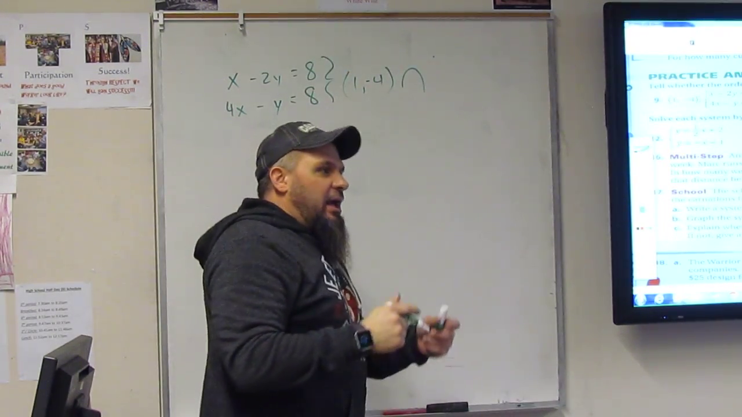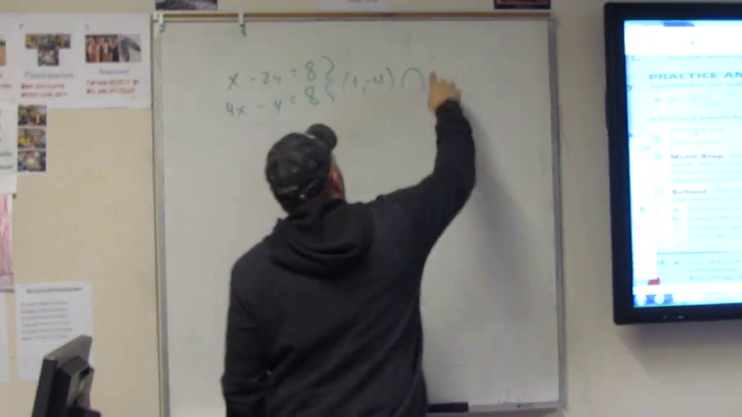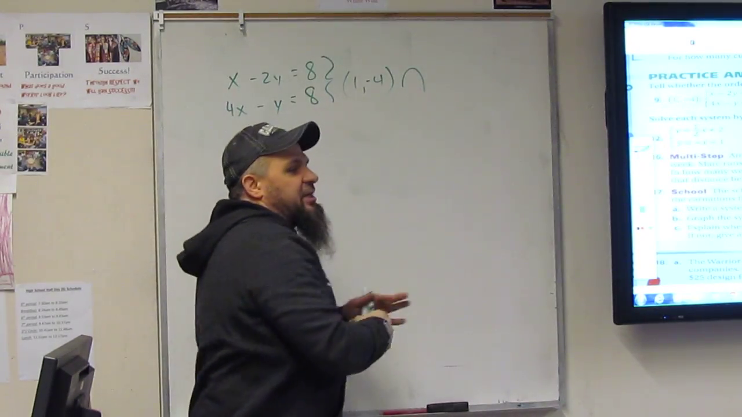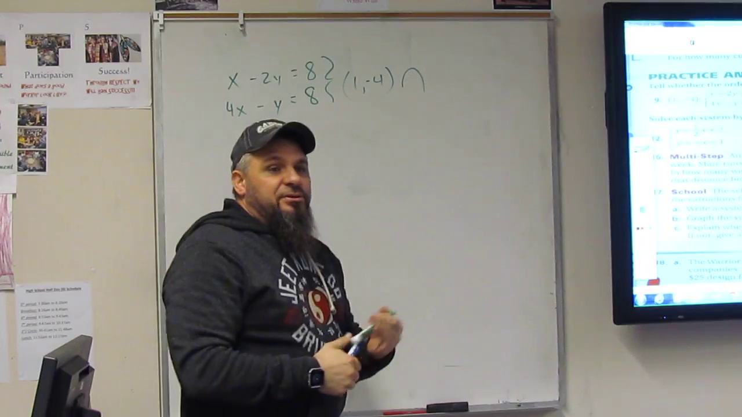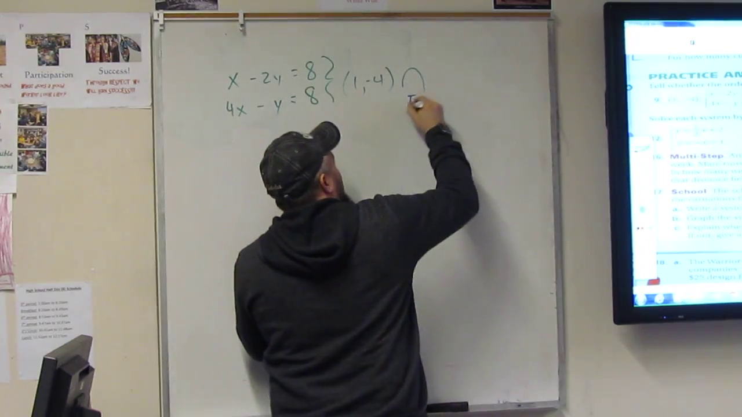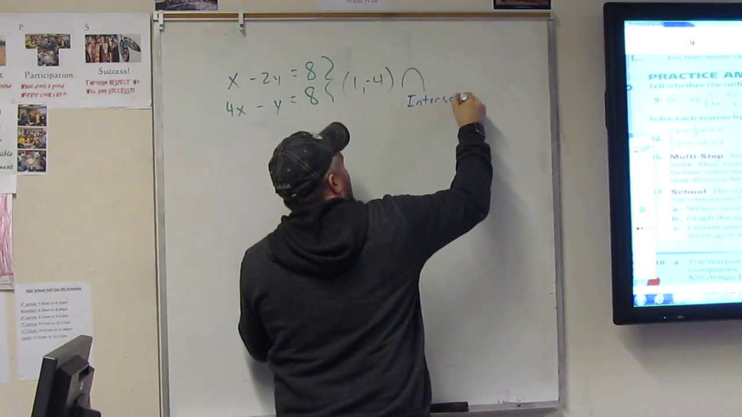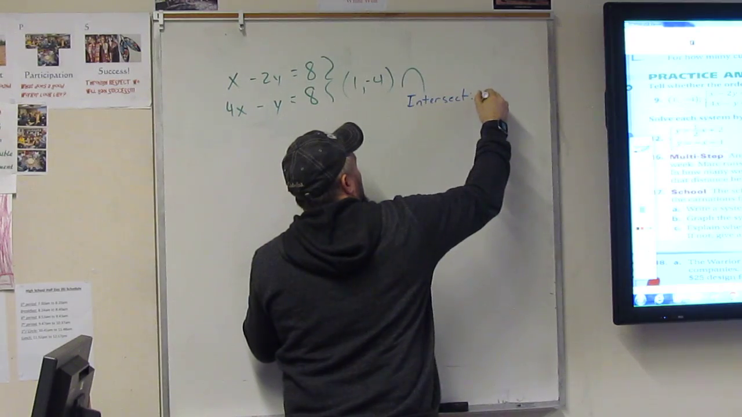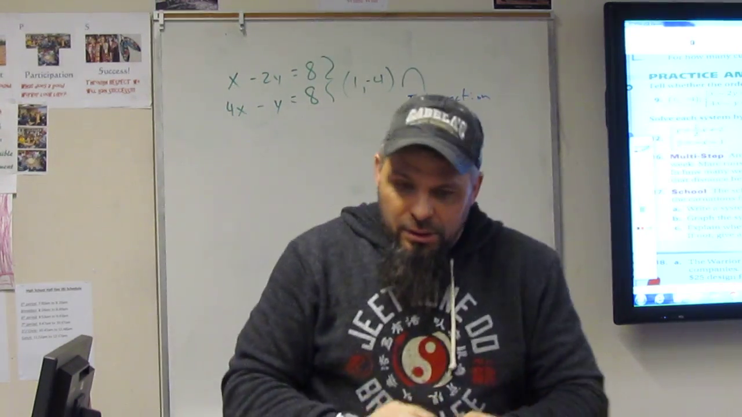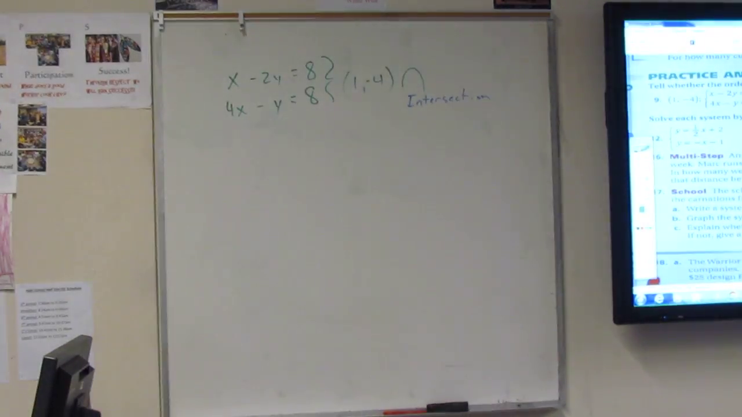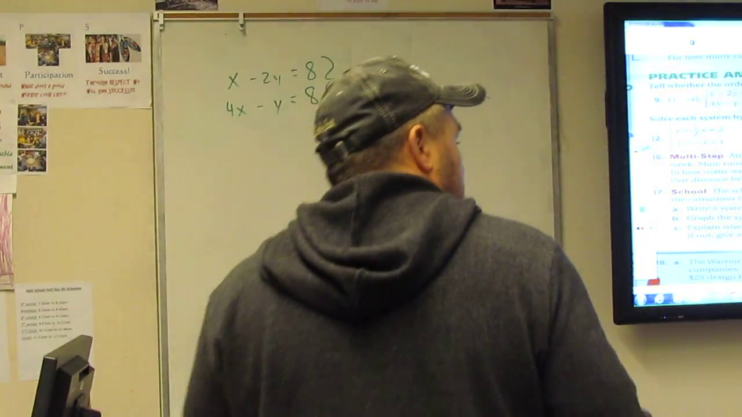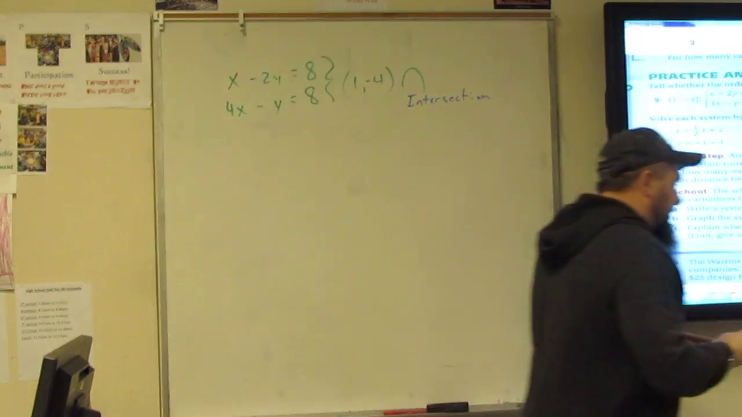And what they're saying is that the solution set of 1, negative 4 is what's called an intersection. Now, an intersection is written like this. There's a symbol for intersection. Does anyone know what an intersection is? It's really easy.